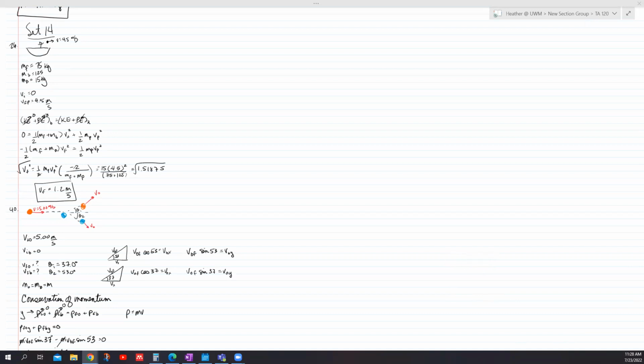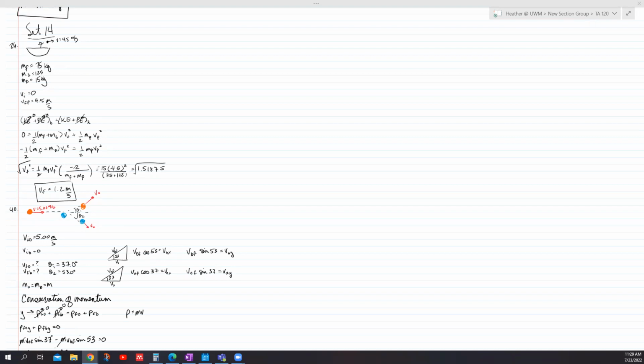All right, chapter 6, 26. Guy in a boat. Yeah, this is a boat problem. A 75 kilogram fisherman in a 125 kilogram boat throws a package of M equals 15 kilogram horizontally towards the right with a speed of 4.5 meters per second. I drew a little picture up here. Neglecting water resistance and assuming the boat is at rest before the package is thrown, find the velocity of the boat after the package is thrown.